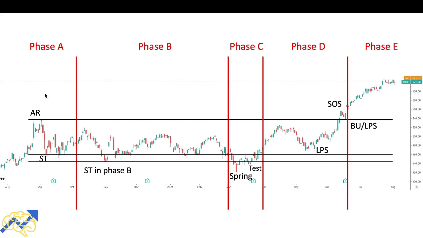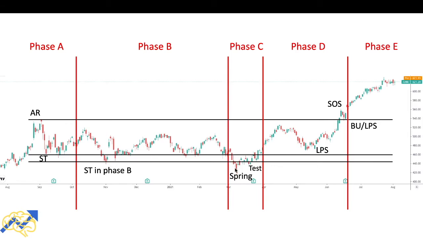So you can see over here for Adobe's price chart. On the left side of the chart, we have the automatic rally over here, which is the high of the resistance. Then we have the secondary test over here. Then we have the secondary test in phase B. So the secondary test in phase B will undercut the secondary test in phase A. And then after that, we have the spring over here. And the spring will also undercut the secondary test in phase B. So you can see that the spring over here undercuts this line over here.